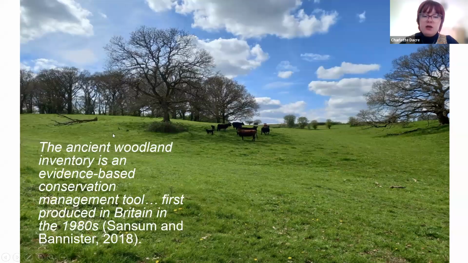The AWI was first introduced in the 1980s, just before computer mapping and the World Wide Web really became available. The whole point of the AWI is to do evidence-based conservation management. So it's to take historic records and also field surveying, and take those two components to make a sort of national web, where we can see the ancient woodlands across the UK, predominantly in England, as this is a national project.